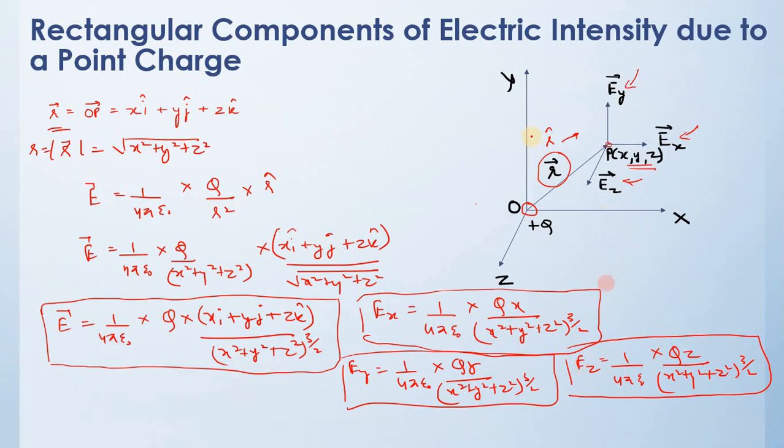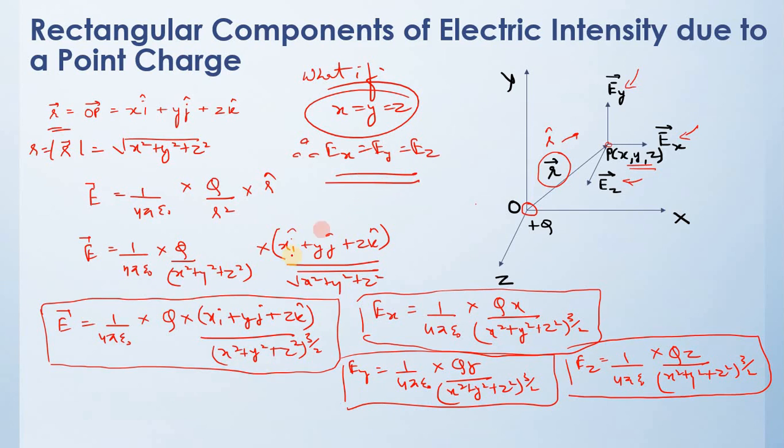Now I have a question for you. Tell me, what if x and y and z are equal? What if all three coordinates are equal? That means Ex, Ey and Ez should be equal in that case. Therefore, Ex will be equal to Ey will be equal to Ez. That means intensity will be the same in all directions, and thus intensity will be spherically symmetrical. If Ex, Ey and Ez are equal, then the intensity will be spherically symmetrical in all directions because all three coordinates are the same.